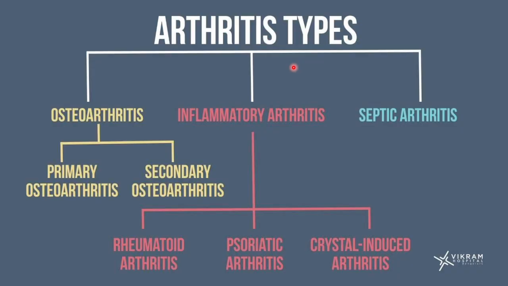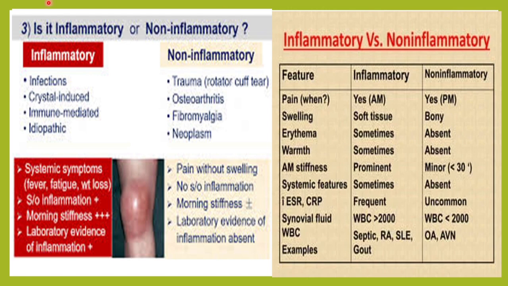So I've told you that this arthritis is an inflammatory arthritis, and among inflammatory arthritis we have rheumatoid arthritis, psoriatic arthritis, and crystal induced arthritis. So crystal induced arthritis is this uric acid arthritis. So now I've told you that it is an inflammatory arthritis. How do you know that this is an inflammatory arthritis? Because you have symptoms of inflammation. You have swelling, you have erythema, it is warm, there is stiffness here.